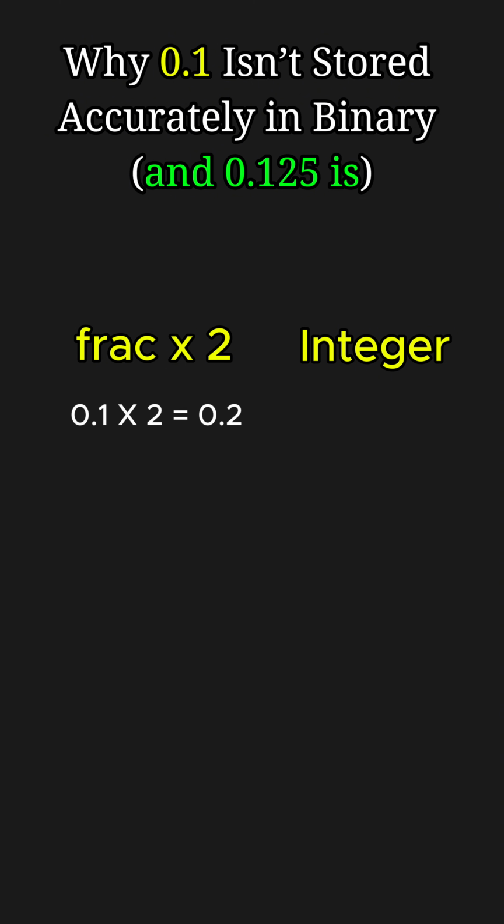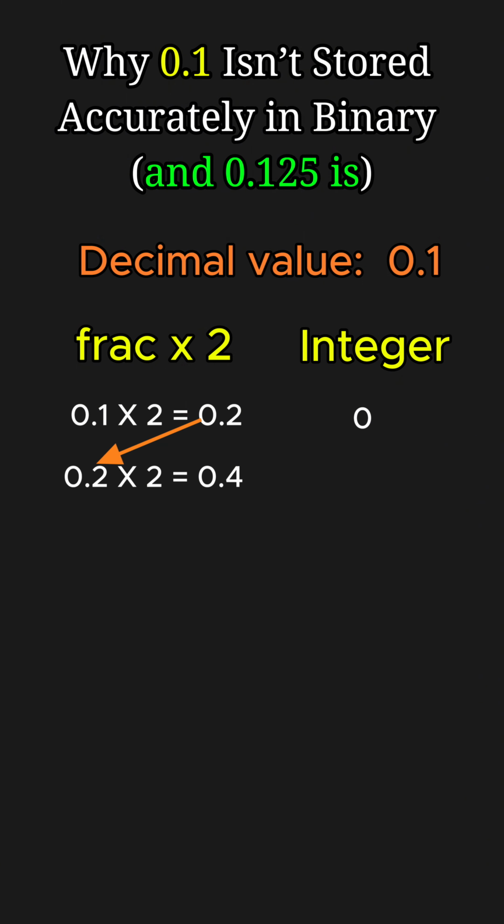And to convert the fractional decimal value to binary, we repeatedly multiply the fractional part by 2, recording the integer part at each step until the fraction becomes 0. Let's see how. So we multiply 0.1 by 2, which is equal to 0.2, and the integer part is 0.